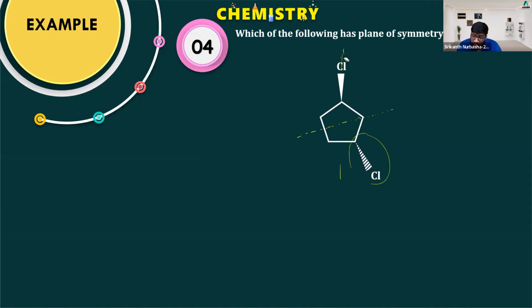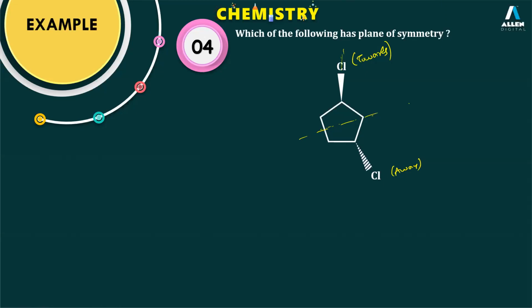So is there any plane? The positions are different, right? If you have two methyls both down or both up, then we can say plane of symmetry is present. But this is actually towards me. This chlorine is towards the observer, and the other is away. So if I consider this plane also, this chlorine will be towards me, whereas the other chlorine is away. So plane of symmetry is present or absent? Plane of symmetry is absent. No plane of symmetry.